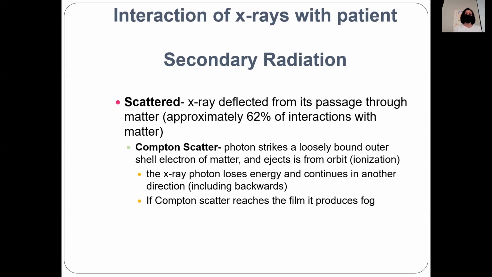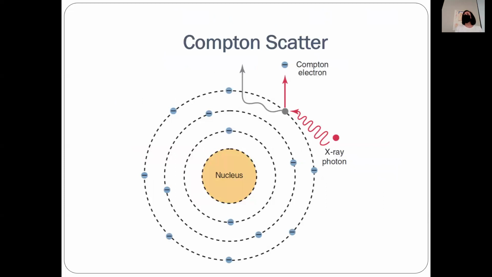So that's the same. We have Compton. This is a picture of Compton. It comes in, hits an outer shell, and then it might just head off in a different direction. And then it could interact again and do the same thing until all of its energy is used up.